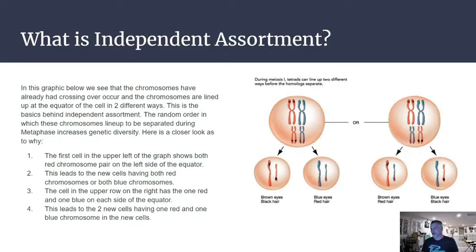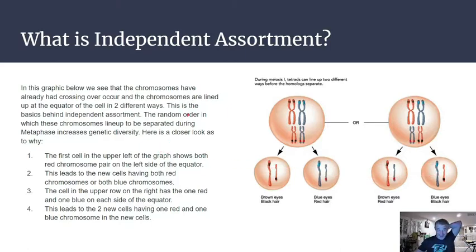We also have something called independent assortment, which adds to genetic diversity. So in this picture, we're going to see how chromosomes already have crossed over. The crossing over has occurred. If you take a look again, you can see a little bit of red over here and a little bit of blue. So you've got some variation here.